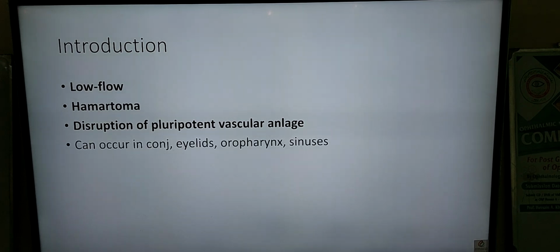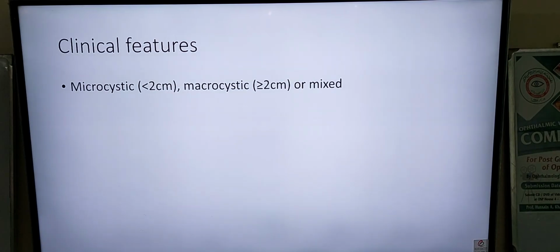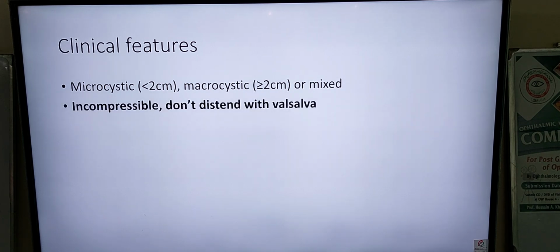They can occur in the conjunctiva, eyelids, oropharynx, and paranasal sinuses. They may be classified as microcystic, if below 2 centimeters in size, macrocystic, or mixed micro and macrocystic. The most important thing is that they are incompressible and they do not distend with Valsalva because they are not in communication with the systemic circulation. Another feature is that they may enlarge during upper respiratory tract infections, and we have mentioned earlier that they may also be present in the oropharynx.